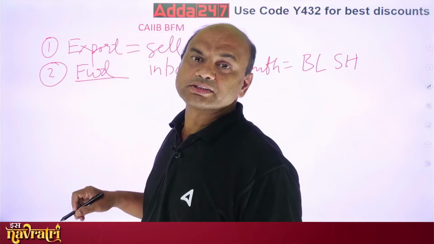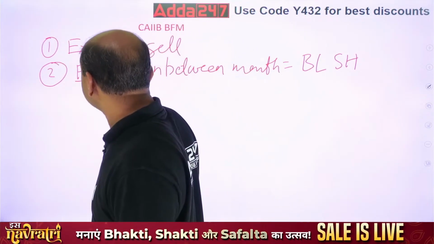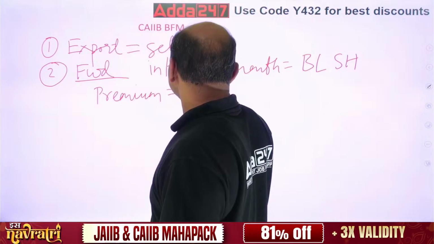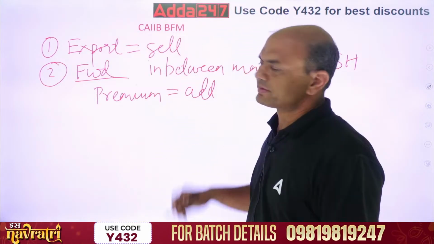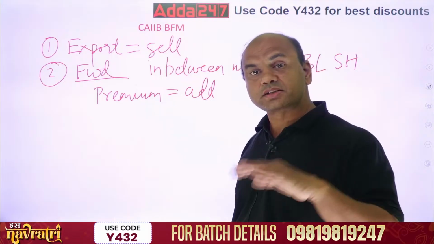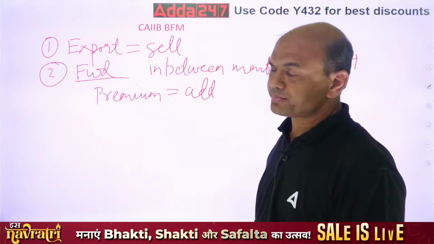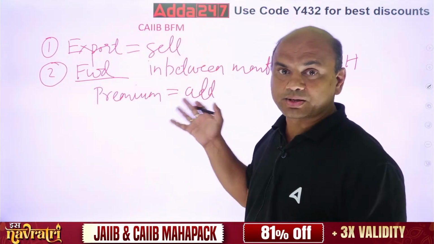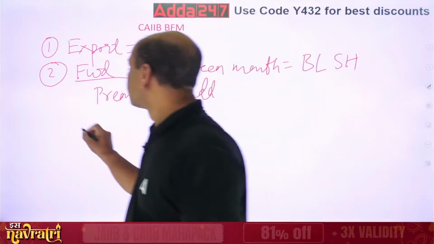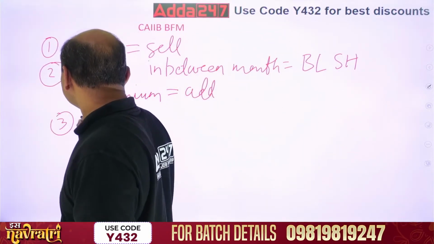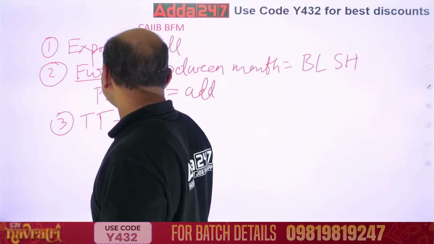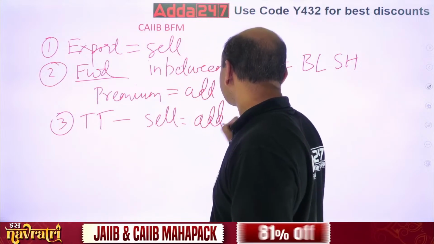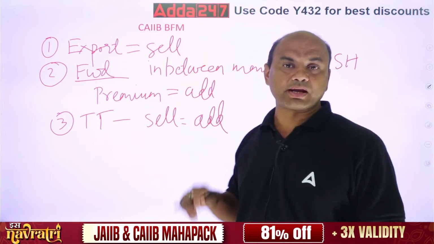If your currency is in premium, then add the forward margin. If your currency is in discount, then subtract. How is it in premium? It will be in premium if the right side is bigger. That I told you. TT margin. Whenever you are selling, you should always add. Whenever you are buying, you should always subtract.